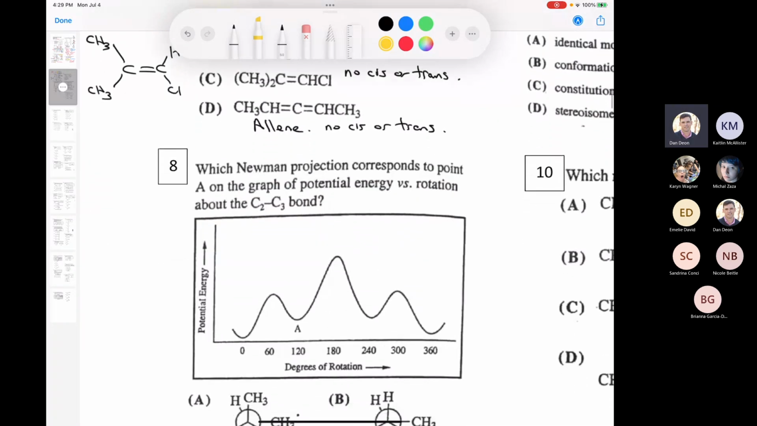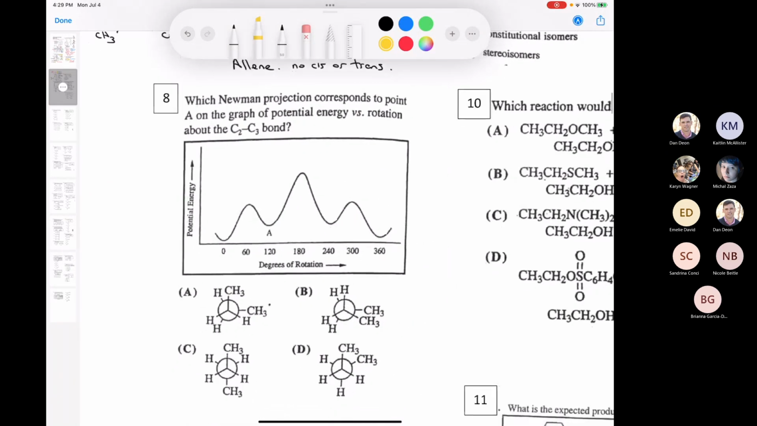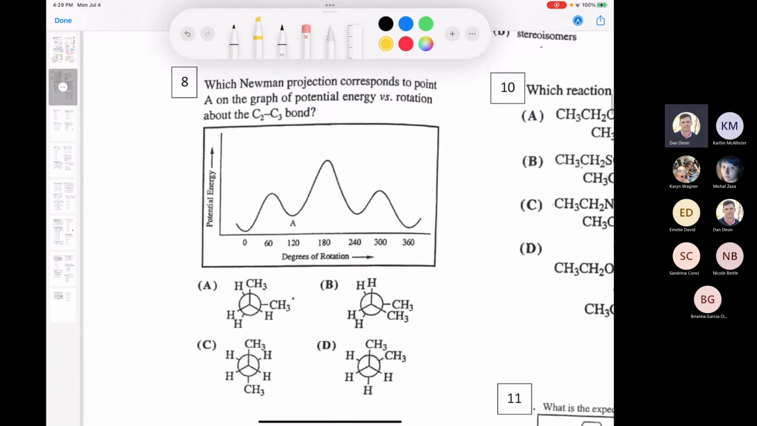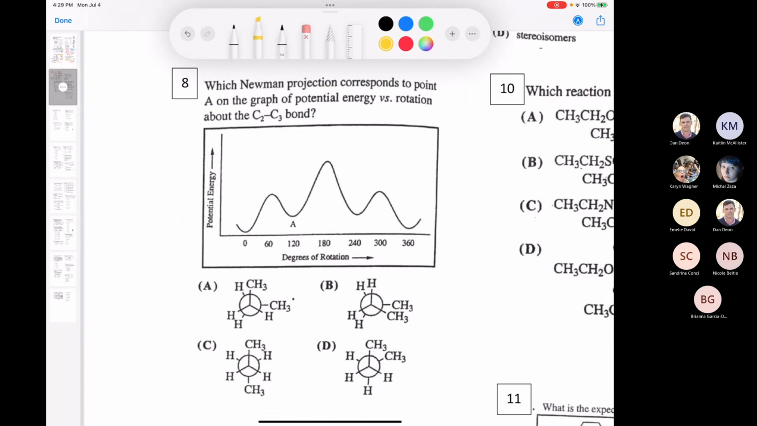Okay, let's see here. Question number 8. Potential energy diagram of Newman projections. Okay, so we've got this diagram here. We have potential energy on the y-axis. We've got rotation on the x-axis, and you can see that we're going up high and down low. So we've got some maxima here that I'm highlighting in yellow, and then we have some minima that I'm highlighting in green. Okay, 0 and 360 are identical, but whatever. I'll just do it like that.